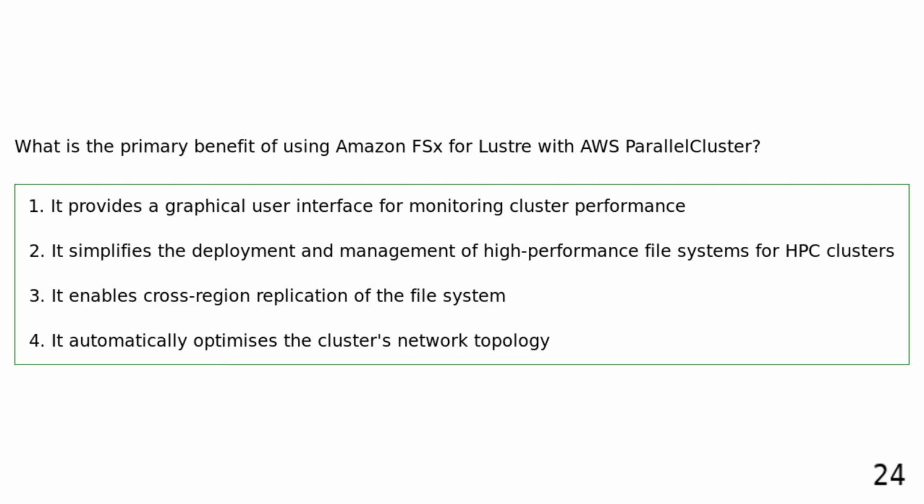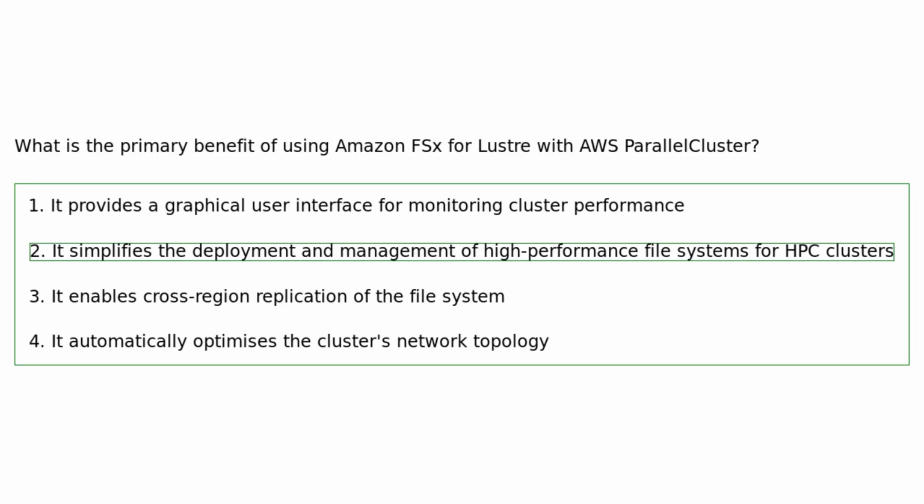What is the primary benefit of using Amazon FSx for Lustre with AWS ParallelCluster? It provides a graphical user interface for monitoring cluster performance. It simplifies the deployment and management of high-performance file systems for HPC clusters. It enables cross-region replication of the file system. It automatically optimizes the cluster's network topology. Using FSx for Lustre with AWS ParallelCluster simplifies the deployment and management of high-performance file systems, making it easier to set up and run HPC workloads.